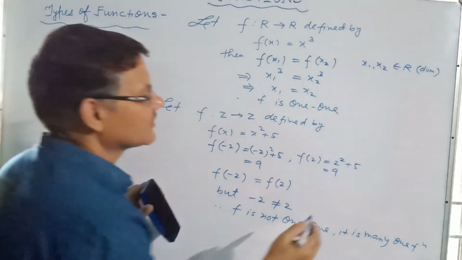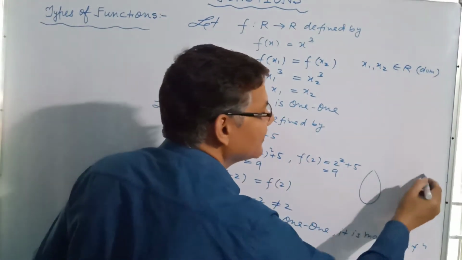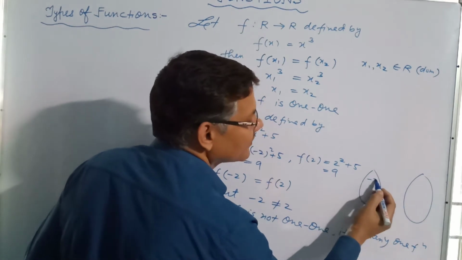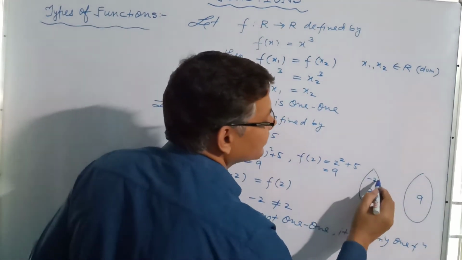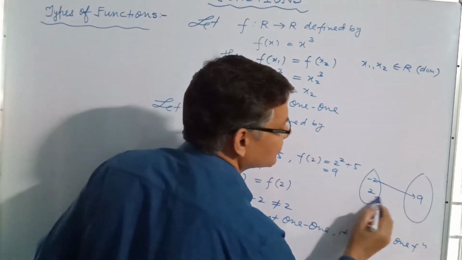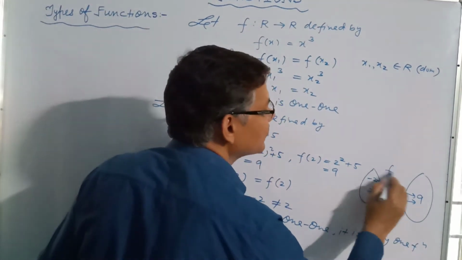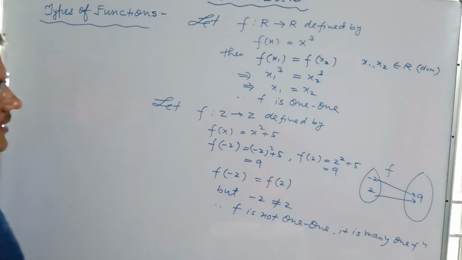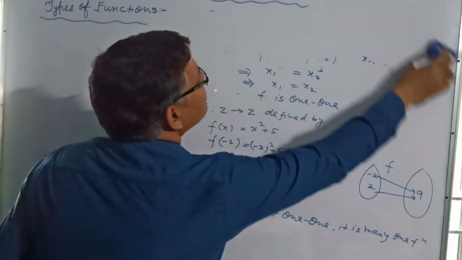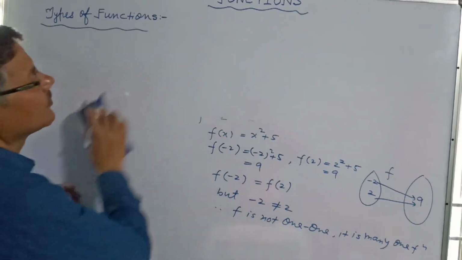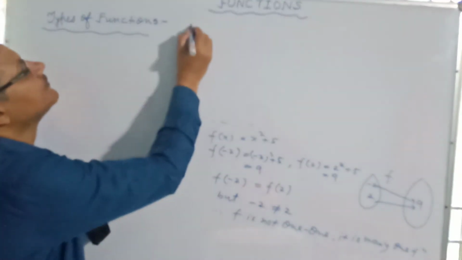Since this is the situation, here if we have this side, and this side, here we have minus 2, 2 and here we have 9. So 9 is the image of minus 2, and it is also the image of 2 under f. That's why this type of function is many-one. Since when we take a simple example, that is modulus function.